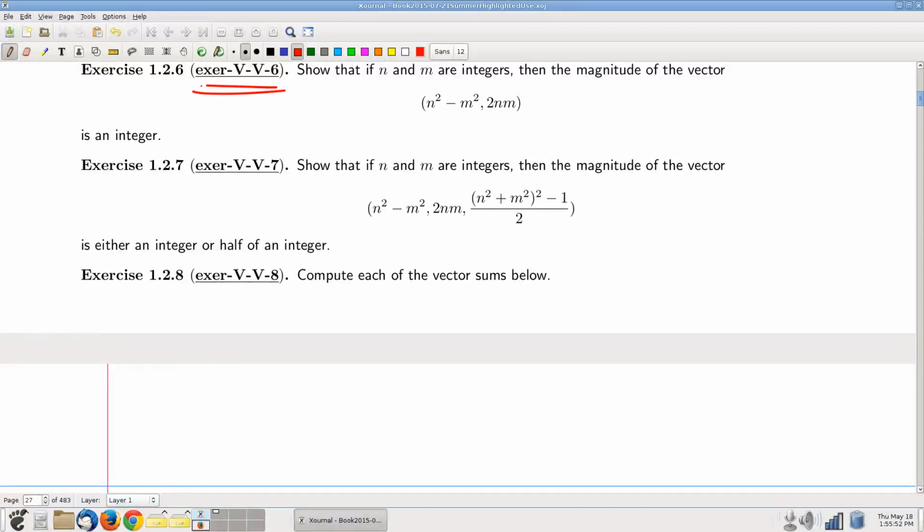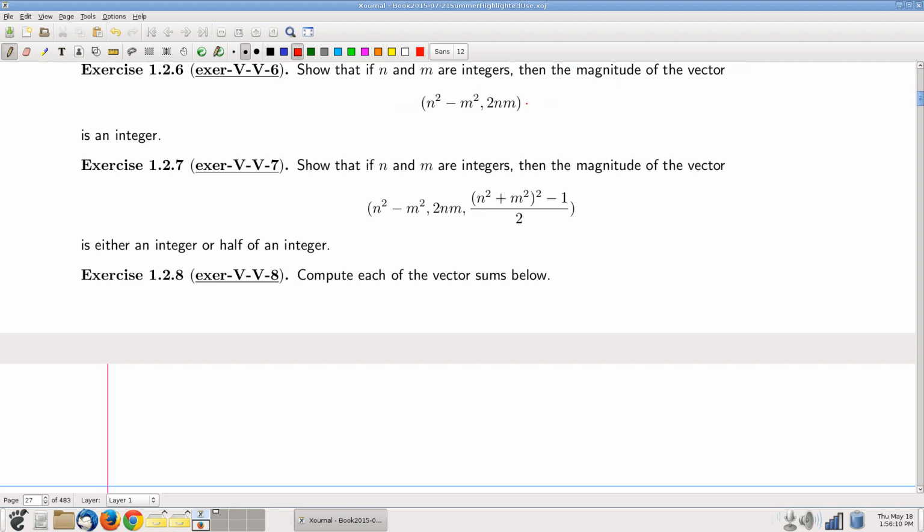Okay, so we're going to look at number 6 here. We're interested in the magnitude of this vector. What I'm going to actually write down is magnitude squared, because it's easier than writing down magnitude, since I don't have to deal with the square root. We'll take the square root at the end if necessary.